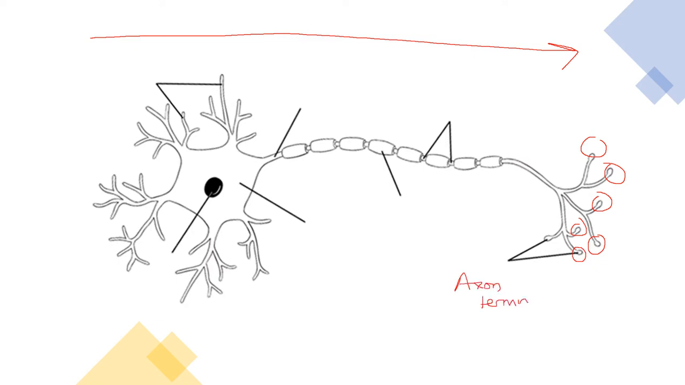Remember, a terminal in an airport is the last place you go before you jet off to another country, and that's the same with a signal in a neuron. It's the last place the signal gets to before it leaves the neuron.